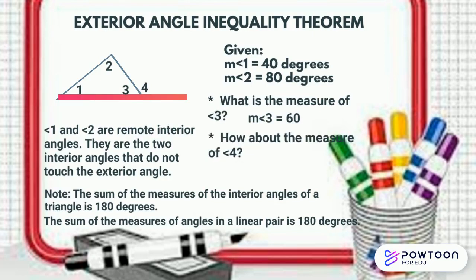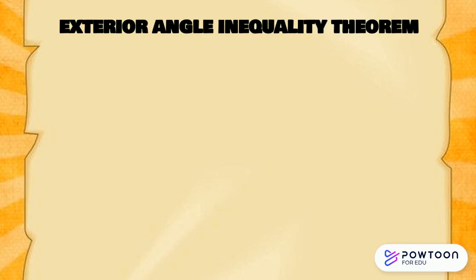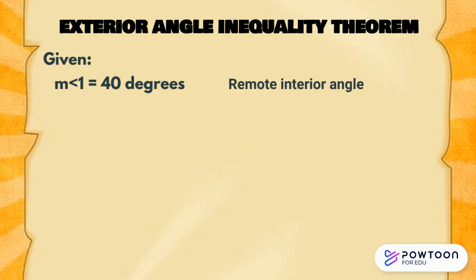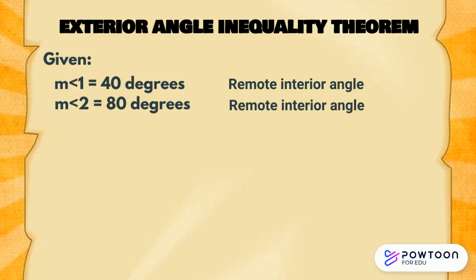How about the measure of angle 4? You got it right! Angle 4 is 120 degrees. Let's discuss further. In the given, angle 1, which measures 40 degrees, is a remote interior angle. At the same time, angle 2, which measures 80 degrees, is also a remote interior angle.